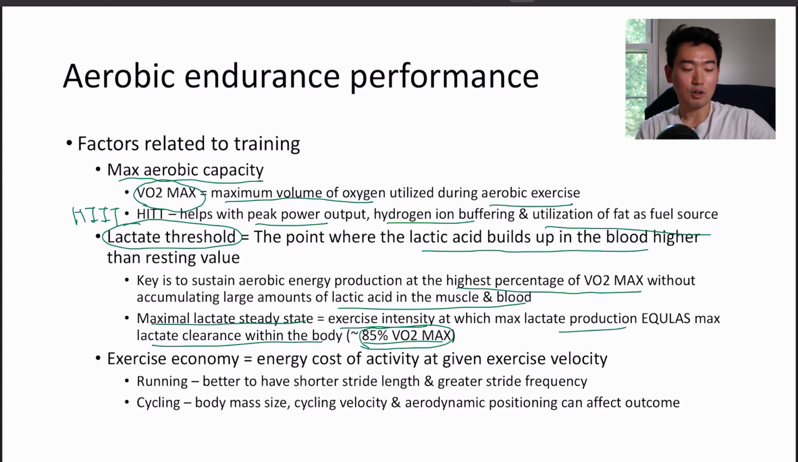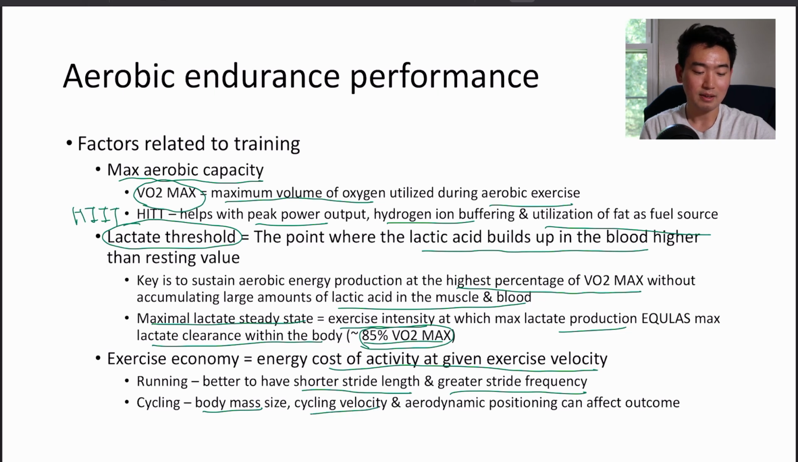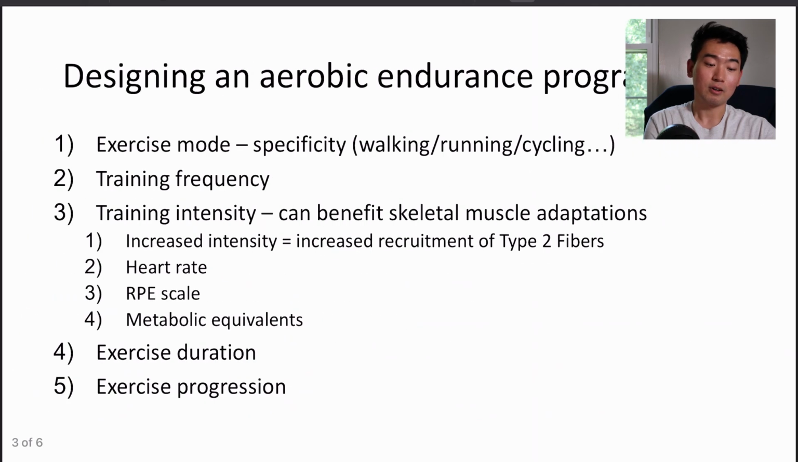Exercise economy is the cost of activity at a given exercise velocity. So how efficiently you're able to utilize oxygen, like we talked about with VO2 max, and how well you're able to get rid of the lactic acid accumulating in your body. Looking at running, generally speaking, it's better to have shorter stride length, right? And greater stride frequency as opposed to overstriding. And then with cycling, body mass size, cycling velocity, and aerodynamic positioning, things like this can affect the outcome.